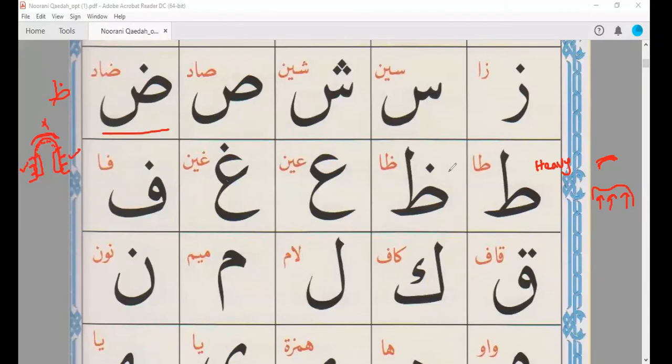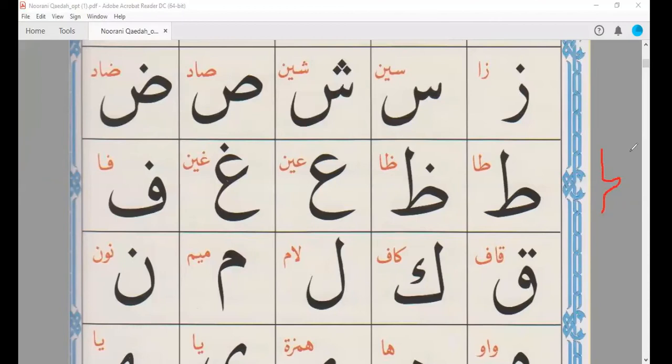Za is the same as zal and fa. Remember the upper incisors and the tip of the tongue. The tip of the tongue touches the upper incisors, not all the teeth. Just the upper incisors, the primary incisors. Okay, so ta, za. Now, ain. This is a tricky one. This is the one where people generally have problems. Ain is pronounced from the middle of the throat.